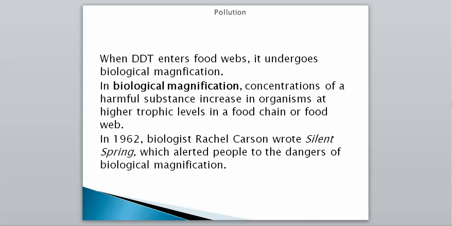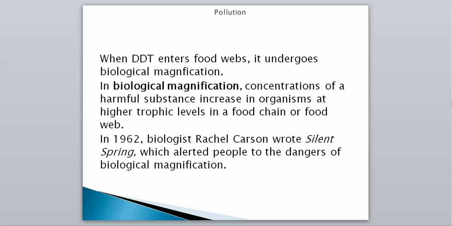So this is an extremely important concept, so make sure you have this slide written down. If you don't write anything else down from this video, make sure you have this, because in biological magnification, concentrations of a harmful substance will increase in organisms at higher trophic levels in a food chain or food web.